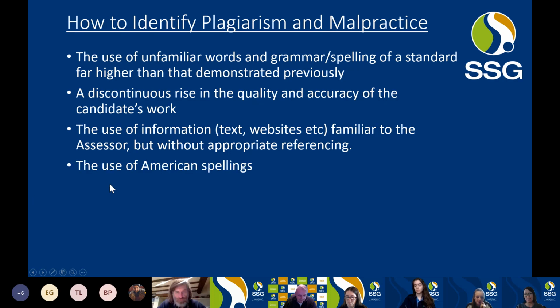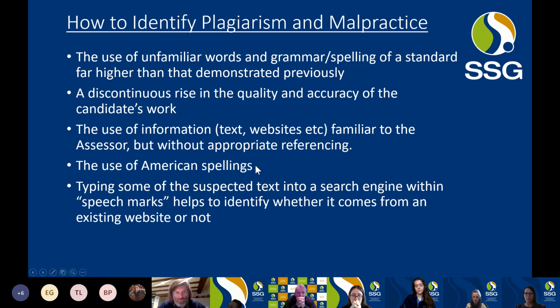The use of American spellings, this is another major one. So they're copying and pasting and they're just keeping the Americanized spellings in there. That one is a very good indicator that it's not their own work.